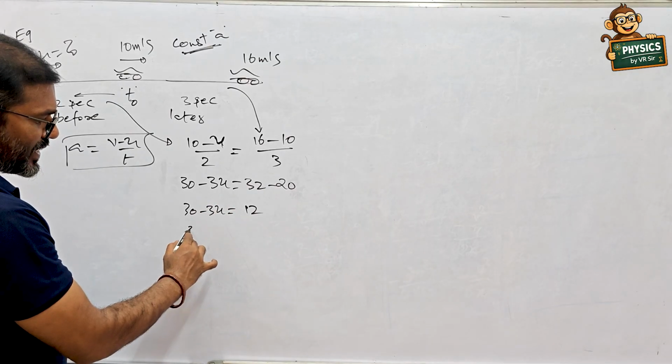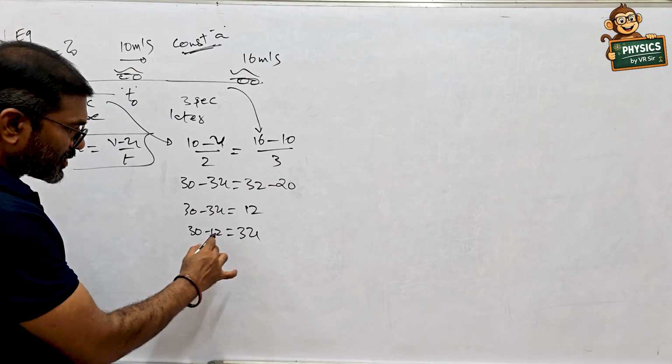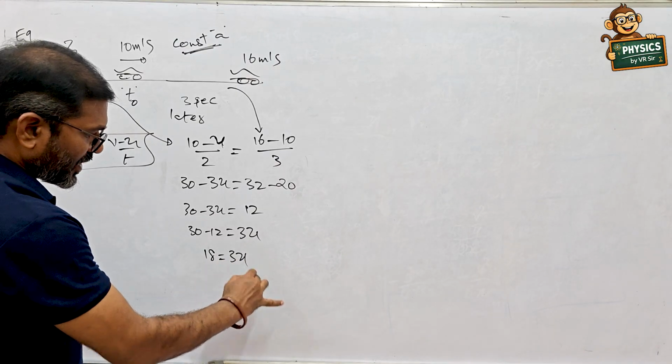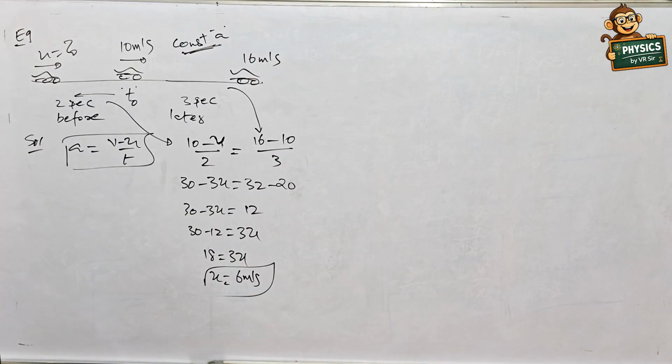And you bring this 12 to this side. So 30 minus 12 is equivalent to 3u. Hope it's clear. So how much is that? 18 is equivalent to 3u, and u is equivalent to 6 meters per second.